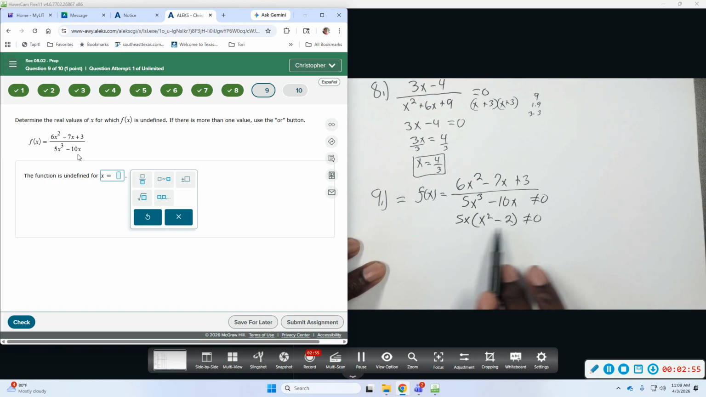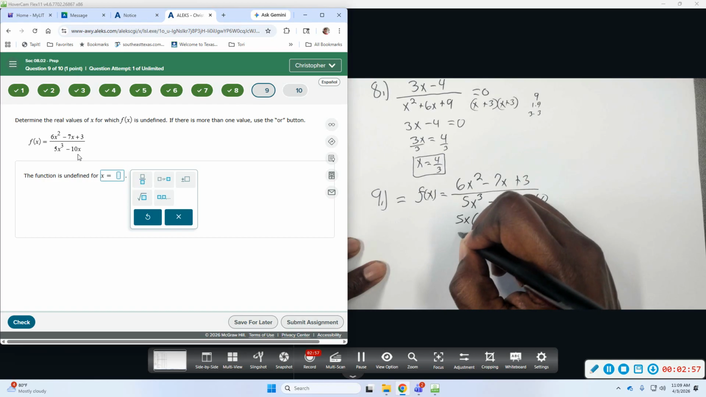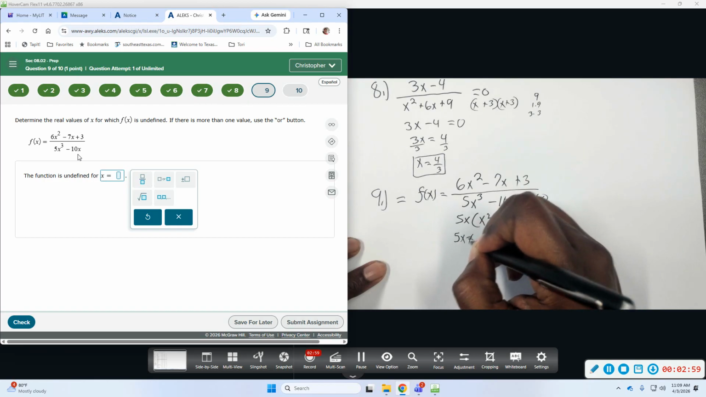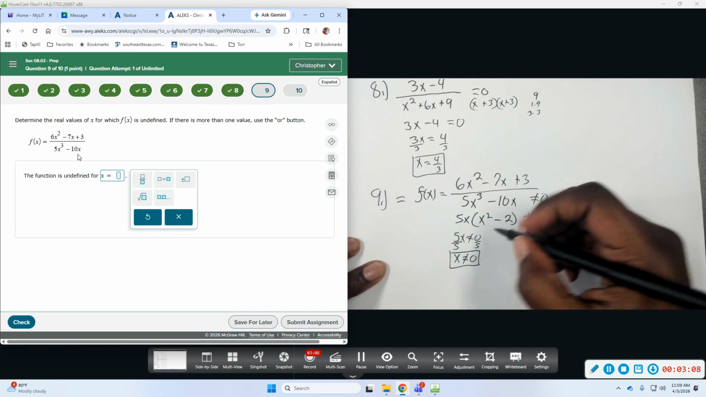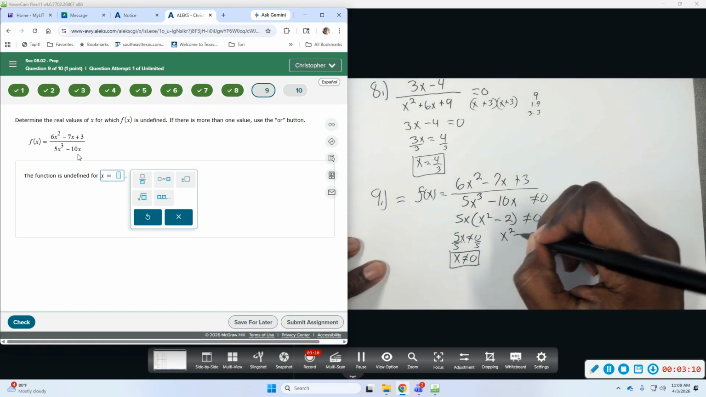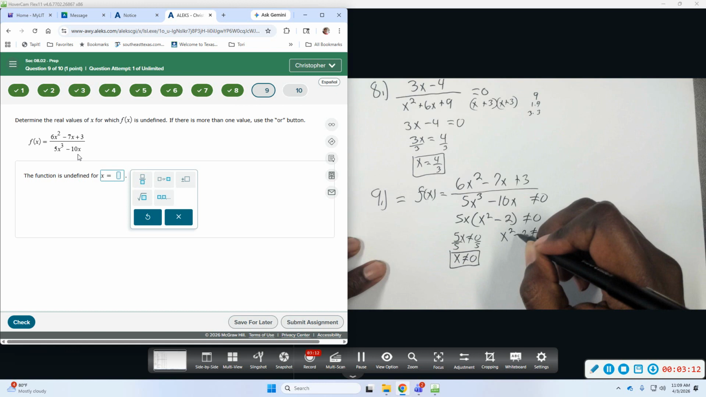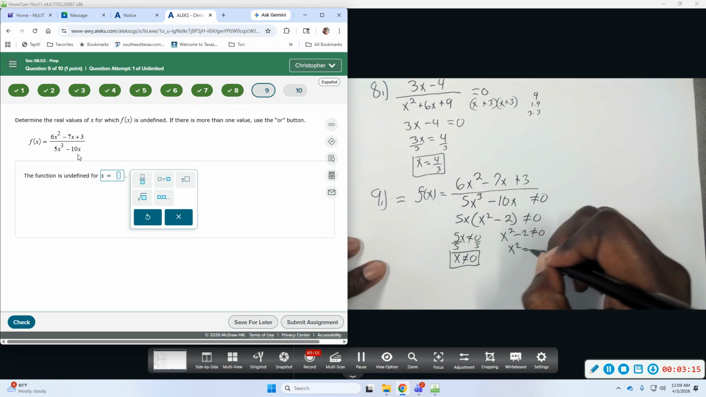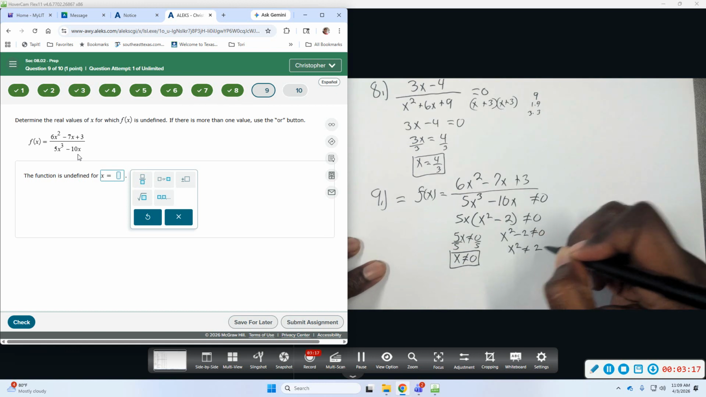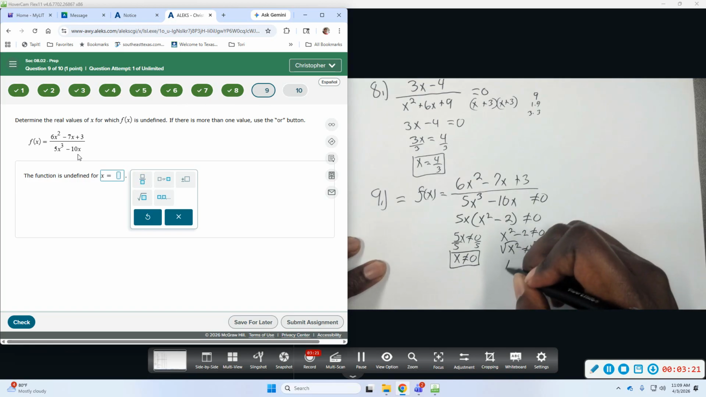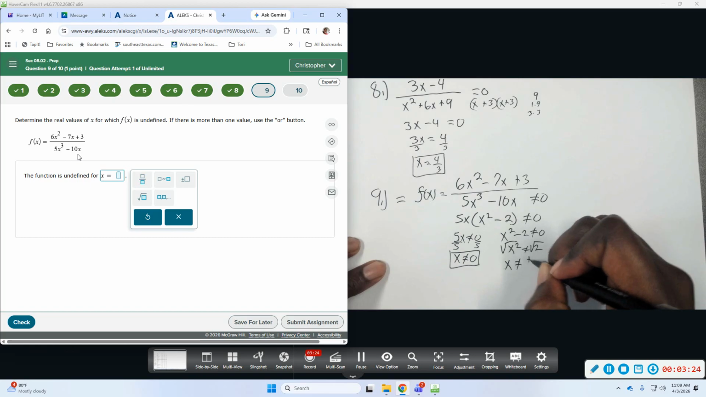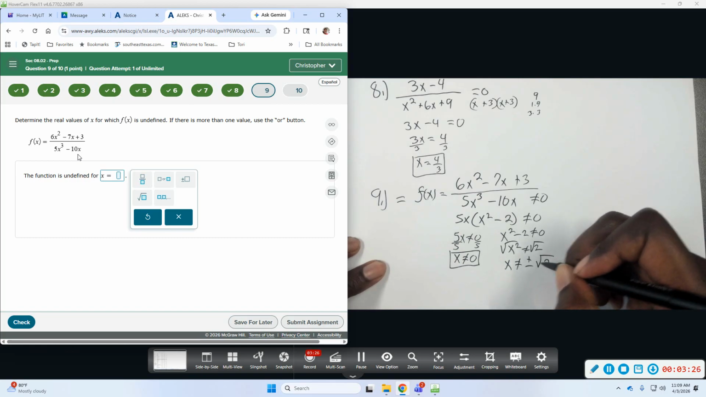And so once we have it in this form, we can say 5x equal to 0, divide by 5, and we'll have x cannot be equal to 0. So that's one problem if we plug a 0 in. The other one, x squared minus 2, cannot be 0. Add 2. X squared cannot be equal to 2, and then we take the square root of both sides, and this will give me x cannot be equal to a positive or negative square root of 2.